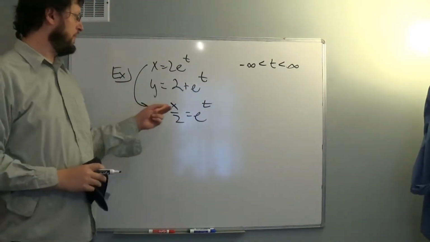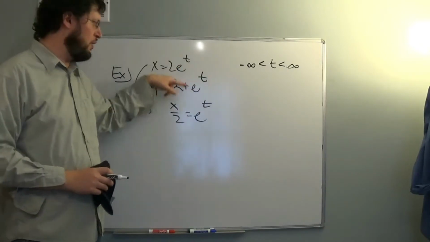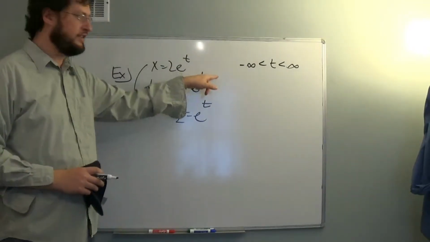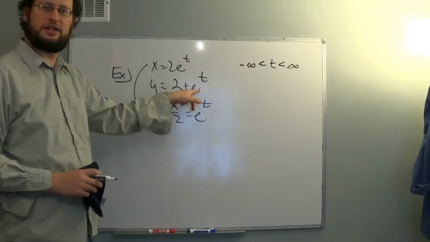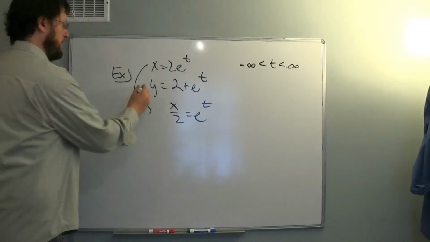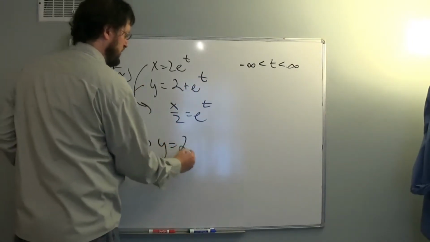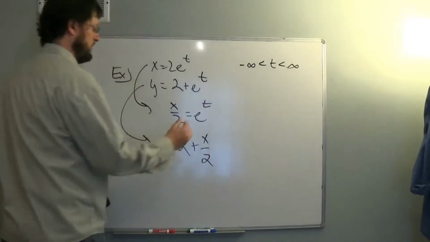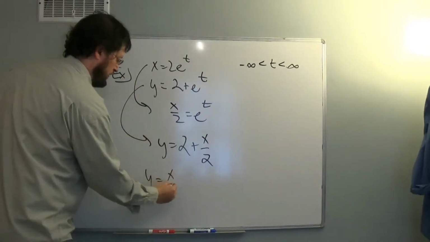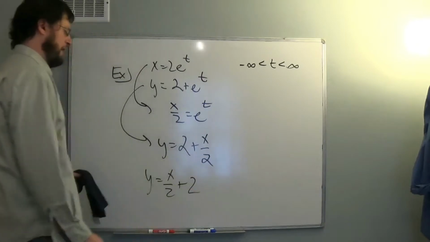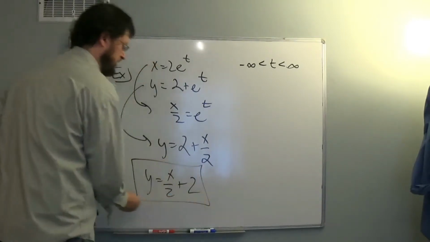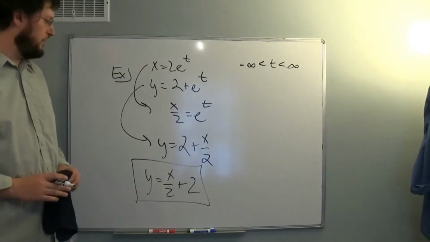And since the only place that t shows up down in y is this e to the t, I can simply replace this e to the t by x over 2. So that means that y is equal to 2 plus x over 2. So y is equal to x over 2 plus 2 if we want to write it in that way, which really is just a line. So this is a line.